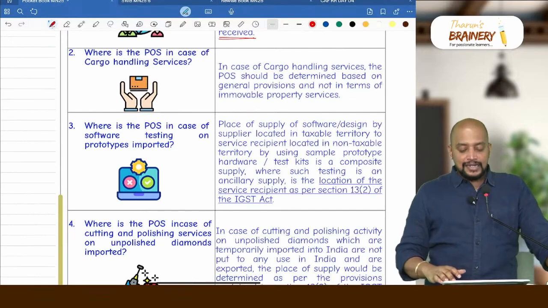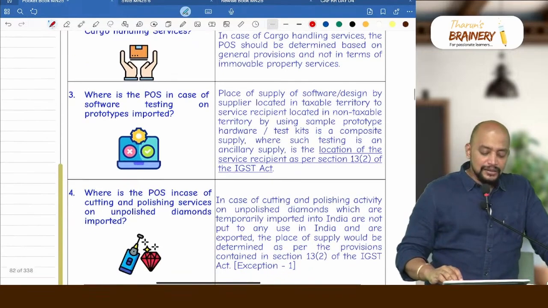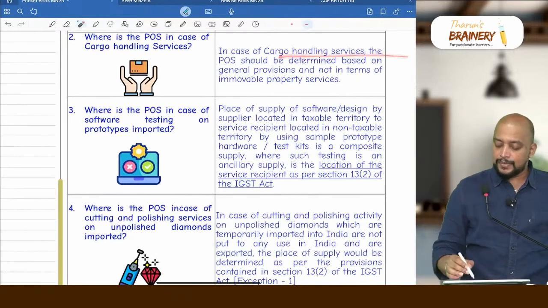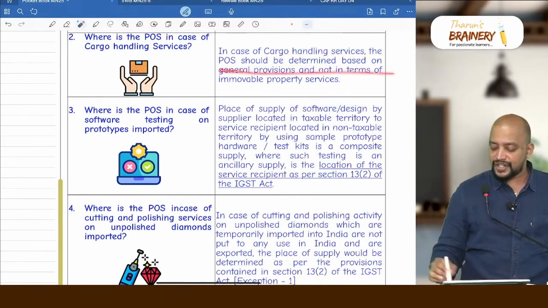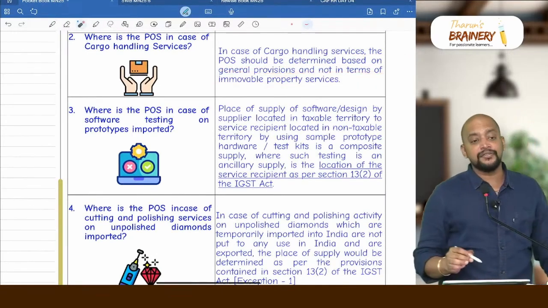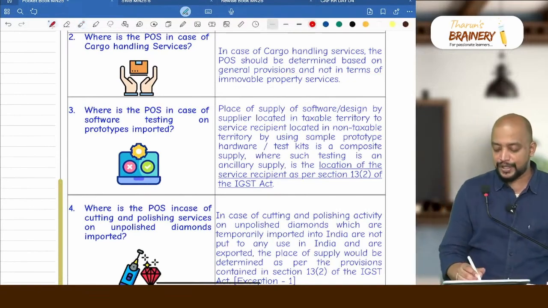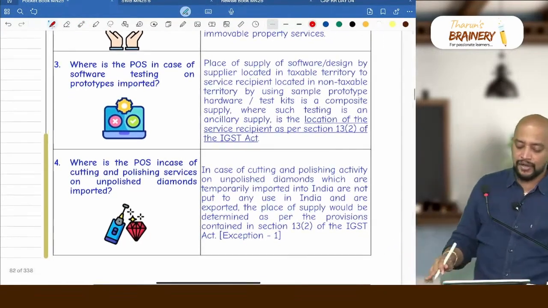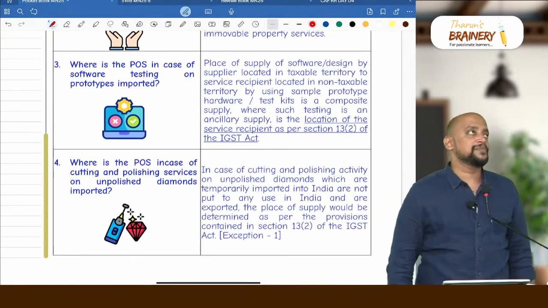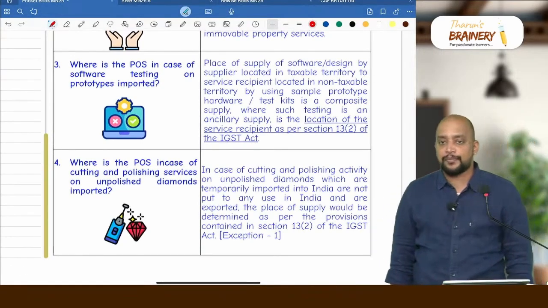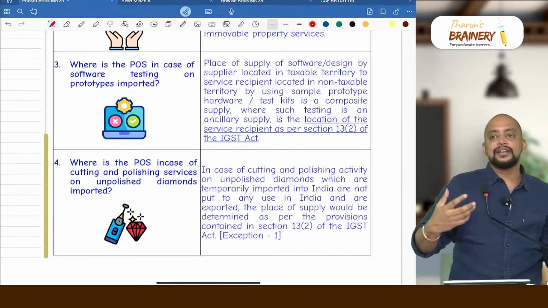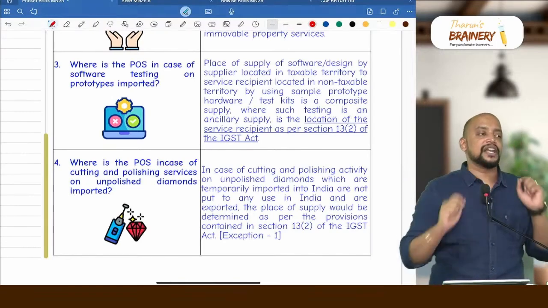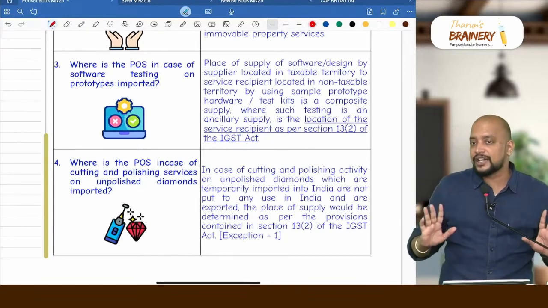Now, next one, you can see the third point. For the second point, in case of cargo handling services, the place of supply should be determined on the basis of general provisions and not in terms of service in relation to immobile property. So general provisions will be applicable in this case. Where is the place of supply in case of software testing on the prototypes imported? I am importing a prototype and I am also importing the software to test on the prototype. So whether the software is properly working for this hardware or not, I am doing the testing of the software.